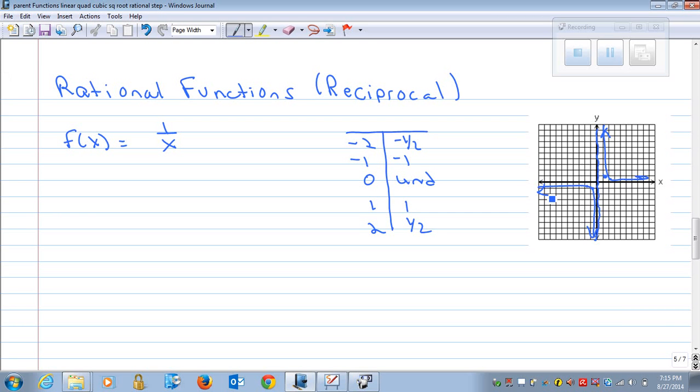If we look at this, it has origin symmetry. If I were to draw that line and fold it, you would fold on top of it. So it has origin symmetry. And it's an odd function.